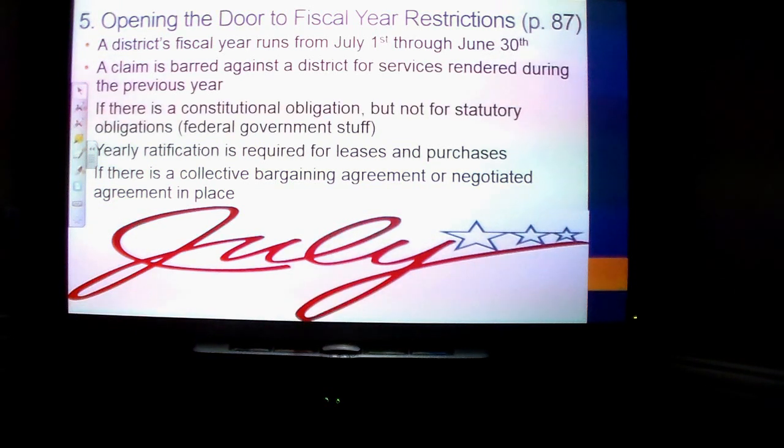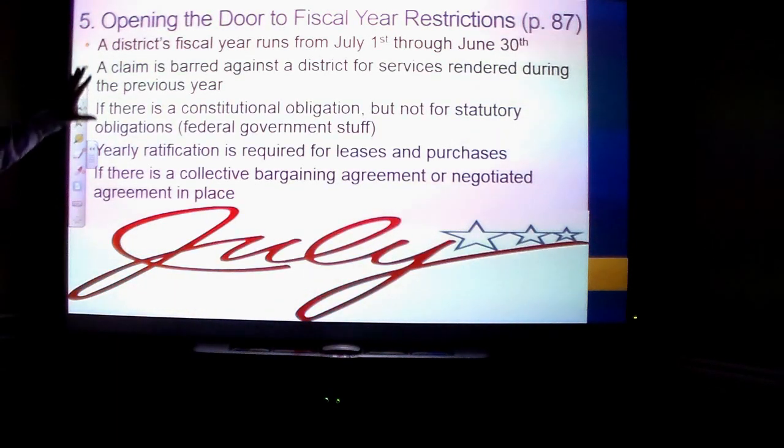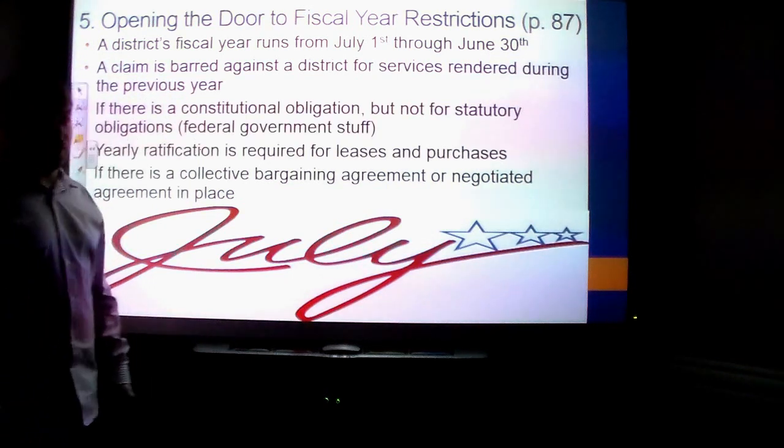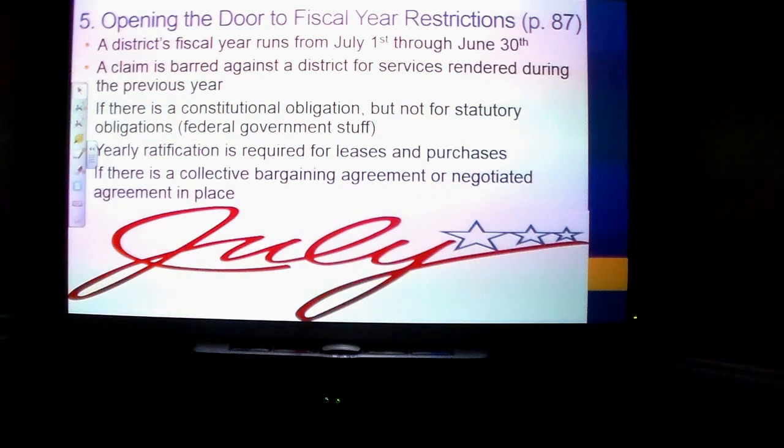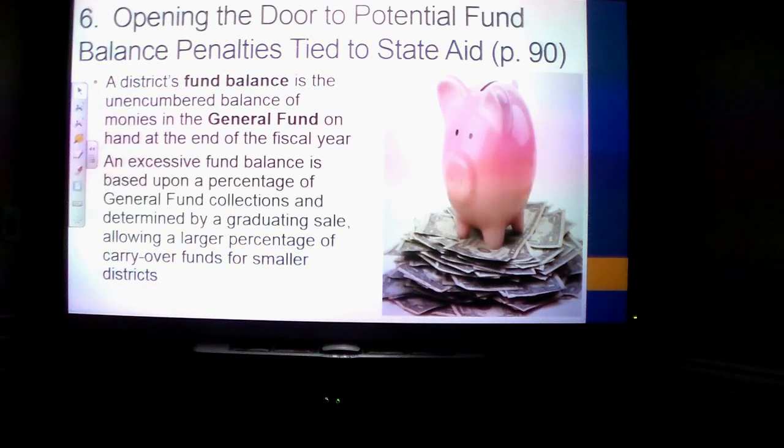Claims are barred against the district for services rendered from the previous school year. So if there's something that's holding up, it's still there from the previous school year. As soon as the year is over, the claim disseminates. If there's a constitutional obligation but not for statutory obligations, that means that if the federal government money is coming in, that can be different. Yearly ratification for any leases and purchases. So if you have one that's already in the books, it has to be ratified on a yearly basis. If there's a collective bargaining agreement or negotiated agreement in place, that can also be an issue as well.